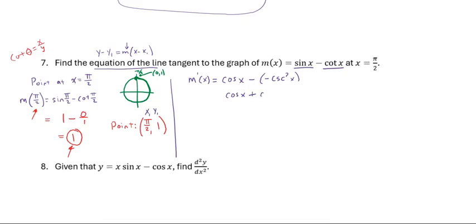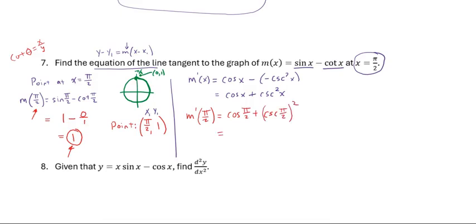Cosine x plus cosecant squared x will be our derivative function. Now, we want the derivative value, the slope, when x is pi over 2. So now we're going to plug that in. M prime of pi over 2 will be cosine of pi over 2 plus, I'm going to write it like this, cosecant of pi over 2, whatever that value is, squared.